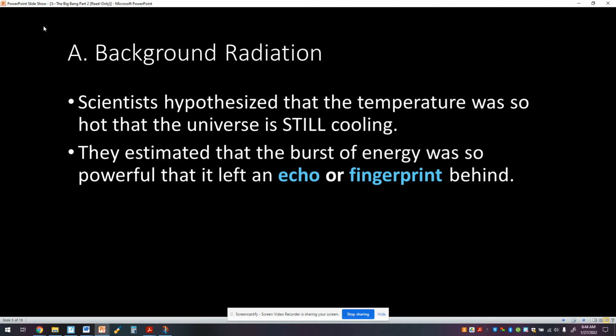So scientists have hypothesized that the temperature was so hot that the universe is still cooling. They estimate that the burst of energy was so powerful that it left an echo or a fingerprint behind. So again, that burst of energy that was released is still cooling the planet, and it's leaving behind what we call an echo or fingerprint. And this was what we had discussed in terms of what was left over from the background radiation.